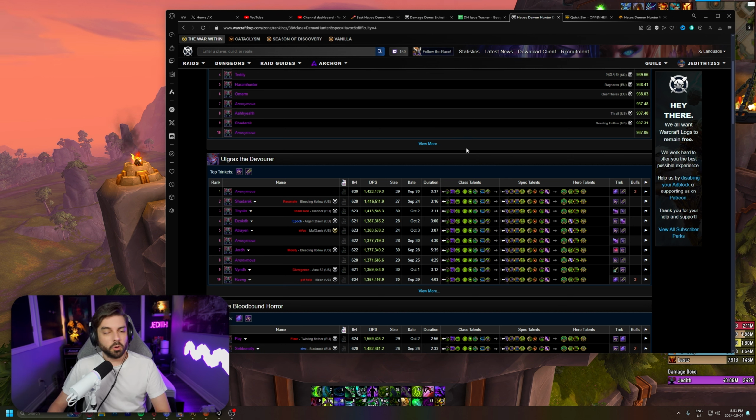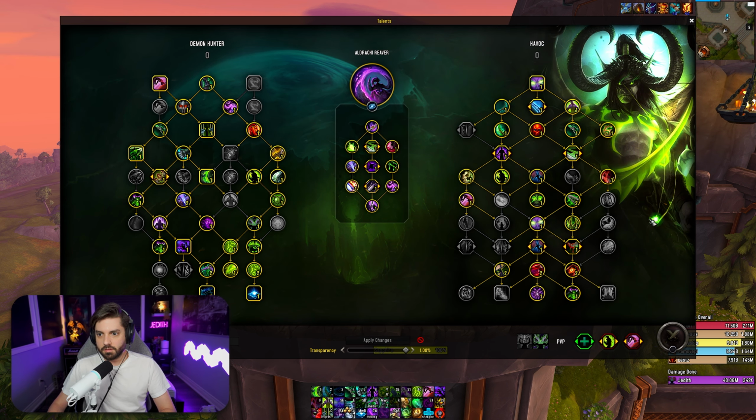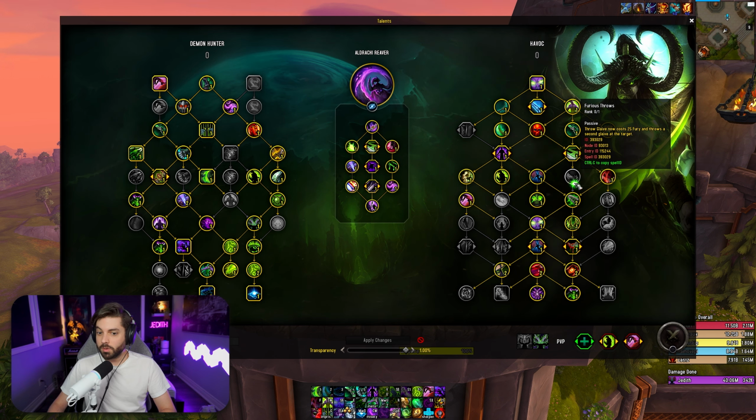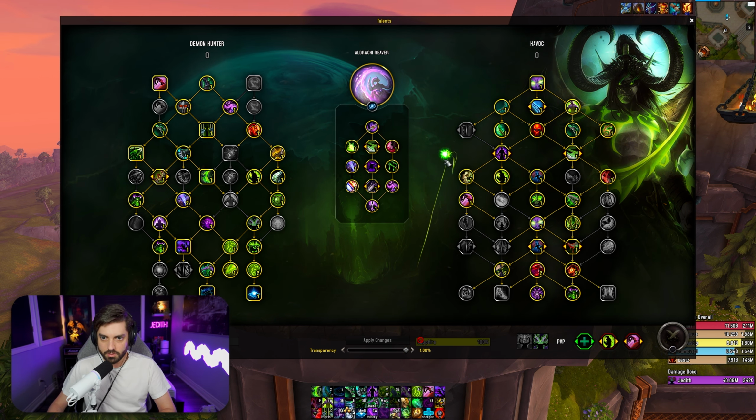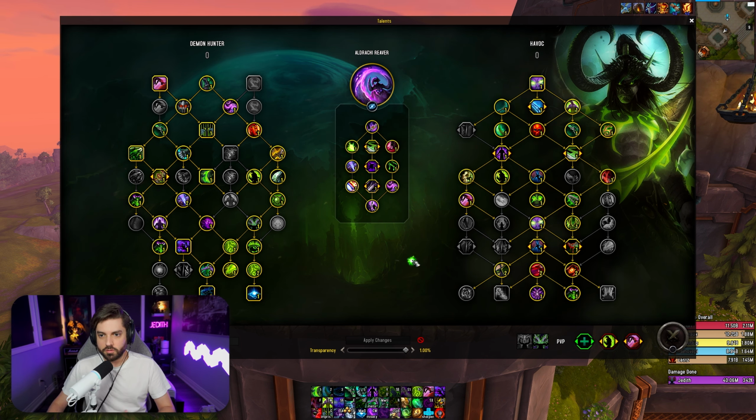And if you want to do that, I'll put a link to a build for it down in the description. You can just import the code into your game. So you're taking these talents where you're putting points into Soul Scar and a few of the Throw Glaive talents. You're not putting points into Furious Throws because we're not pressing Throw Glaive rotationally. And of course, we are taking Initiative and Tactical Retreat to keep up at least the Initiative buff. We're not using movement or anything like that.